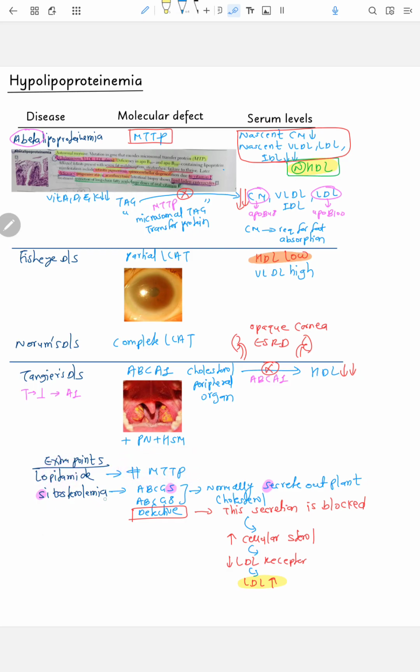Now, sitosterolemia is one additional point. It is a type of hyperlipoproteinemia, but I have included it here because I want you guys to know that it is related to ABCG5 and not 1 or something like that if the examiner tries to confuse you all. So this is sitosterolemia. This looks like 5. So ABCG5 and G8 are defective. This is responsible for excreting plant cholesterol. Somehow this secretion is blocked, so LDL is decreased at last.